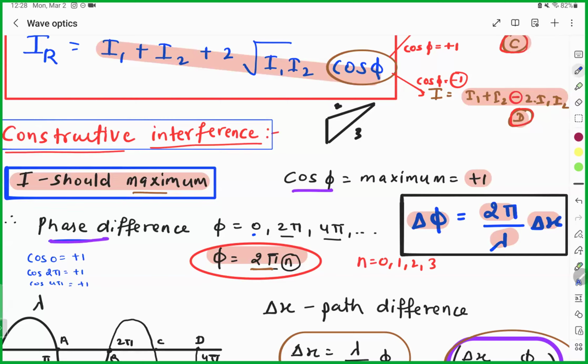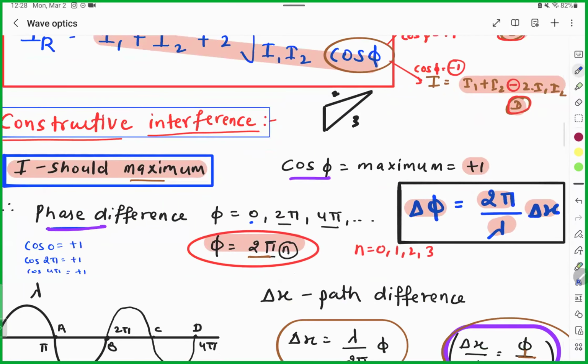Yeah. So when we are talking about constructive interference, intensity should be maximum. It means cos phi value should be maximum, plus 1. In that case, your phi value could be in multiple of 2 pi n, and n could be 0, 1, 2, 3, all.